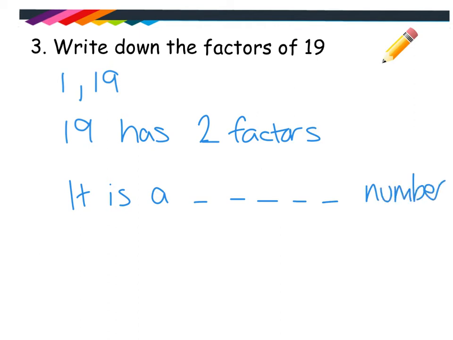With 5 letters. It begins with a P. It ends in an E. It rhymes with lime. It's prime. Okay, now that will be discussed in another lesson. So numbers that only have 2 factors are called prime numbers.